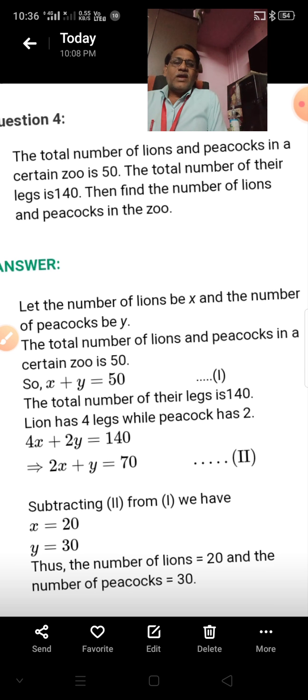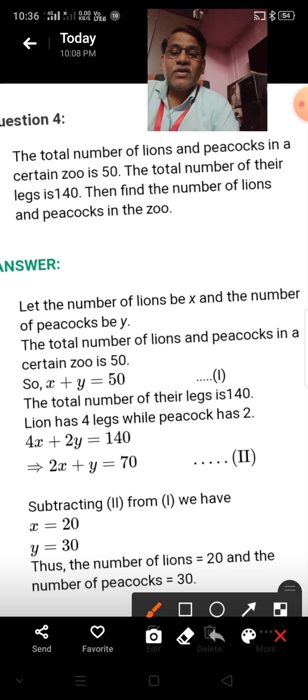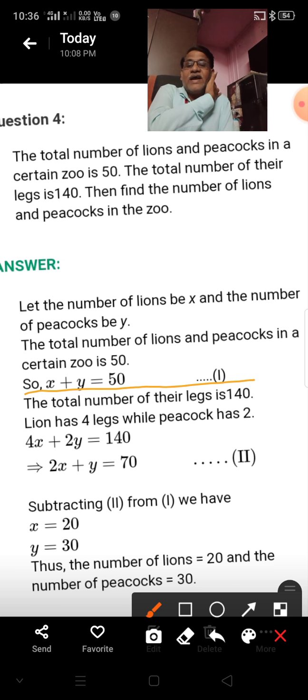So lions and peacocks are in a zoo and the total number combined is 50. Let the number of lions be x and the number of peacocks be y. The first condition is that the total number of lions and peacocks in the zoo is 50. It means x plus y is equal to 50. This is your equation number 1. You get equation 1 from the first condition.